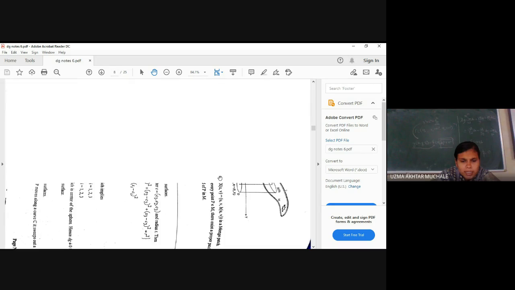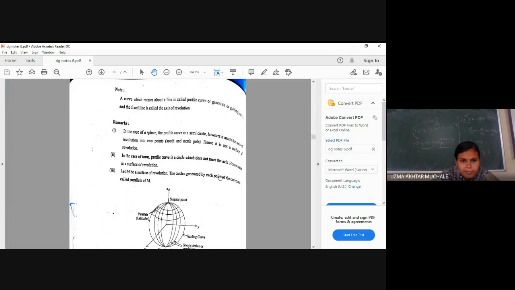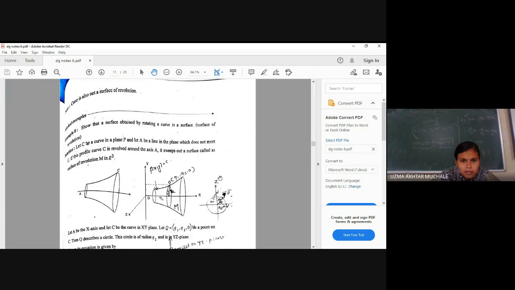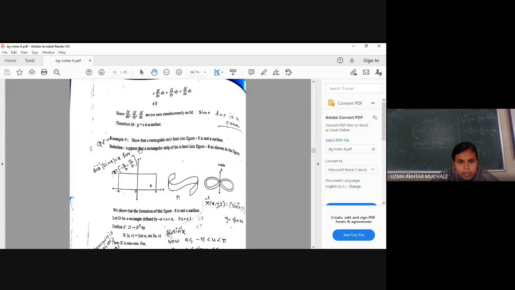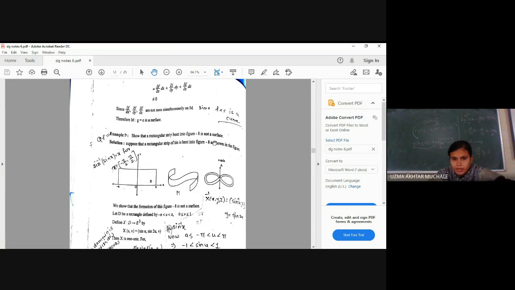Okay. Should we go for the next? Now let us have the next example. You can see what is given to us: show that a rectangular strip bent into the figure 8 is not a surface. Just now we have shown an example of a surface. Now we have to show that the rectangular strip bent into the figure 8 is not a surface, right?